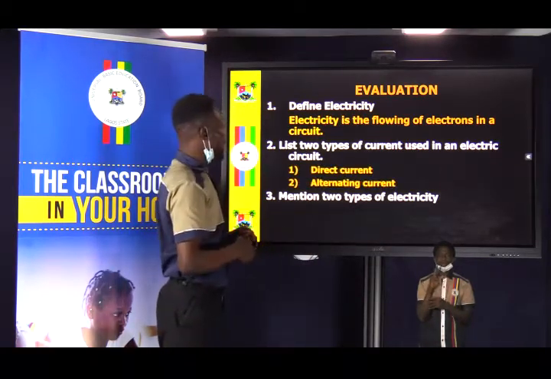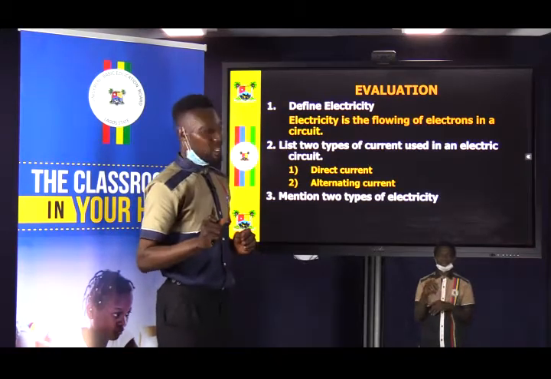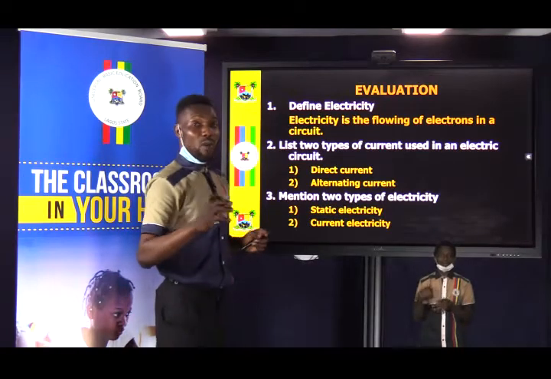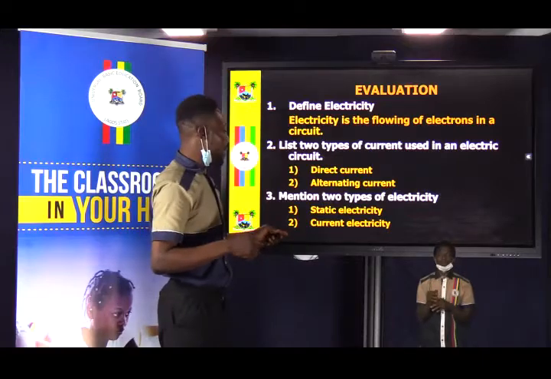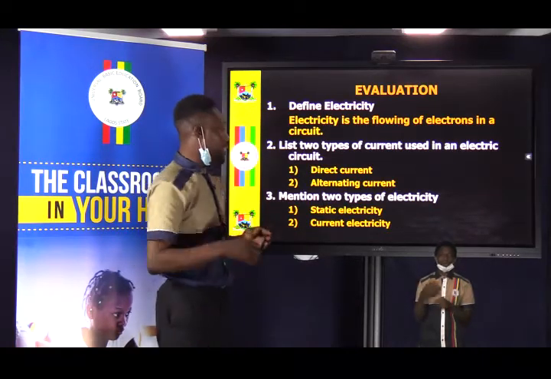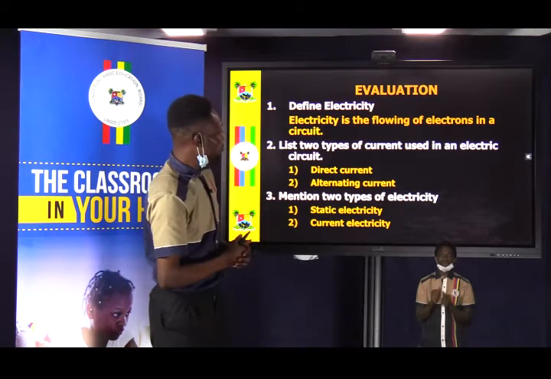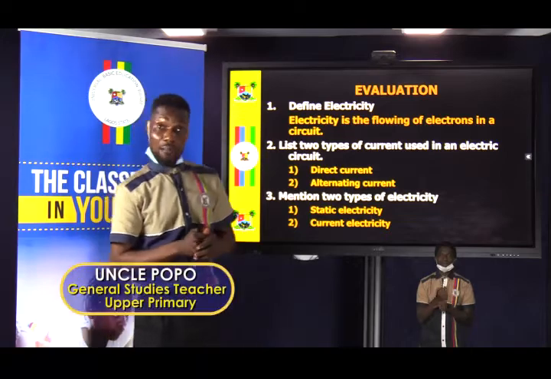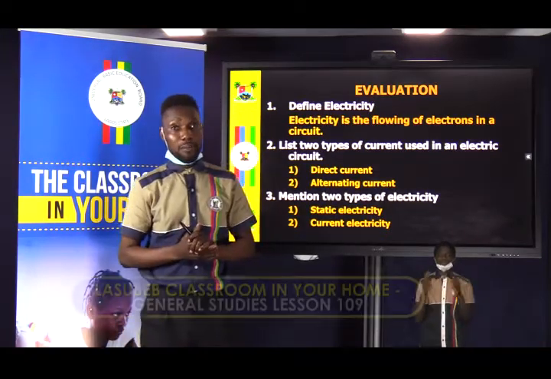Two types of electric current: direct current and alternating current. And the types of electricity, we have static electricity that does not involve the flow of electric current, and current electricity. These are the 2 types of electricity. So, which one did you get right? Okay, you got everything. Wow, you deserve to be given a cheer.